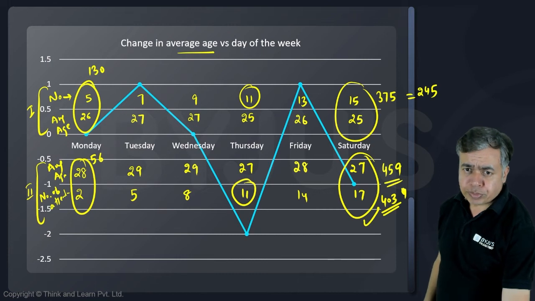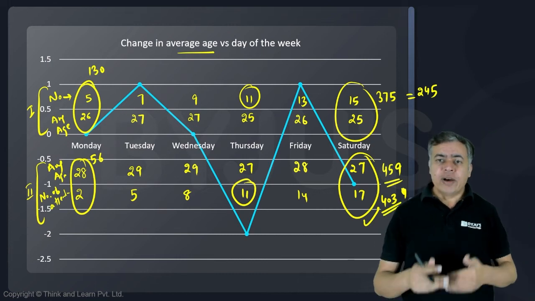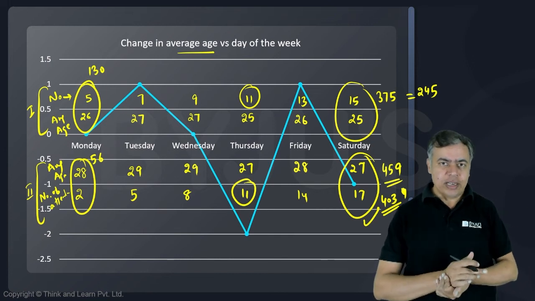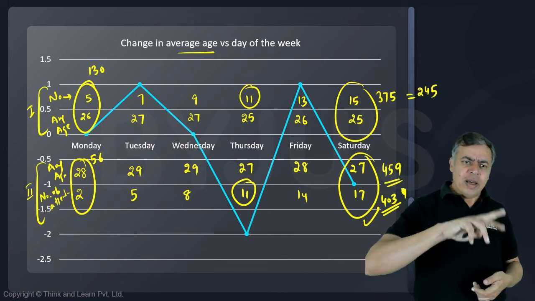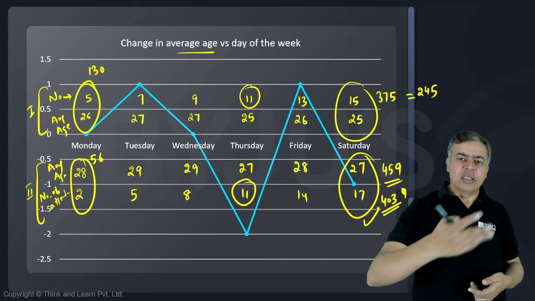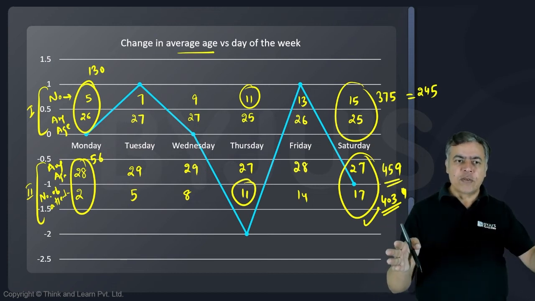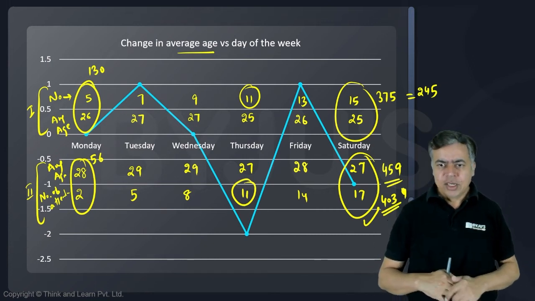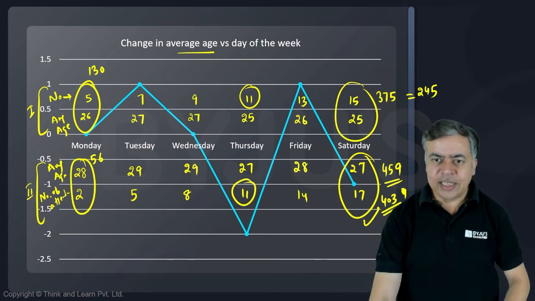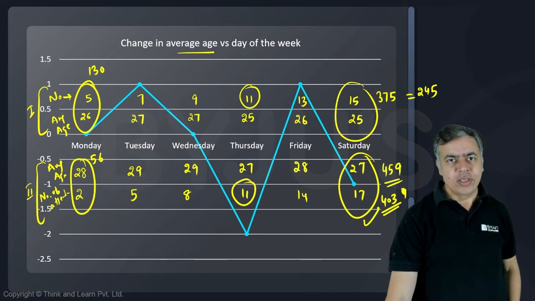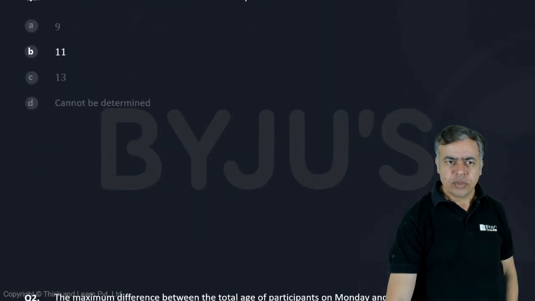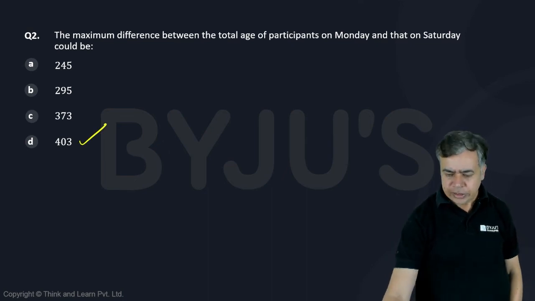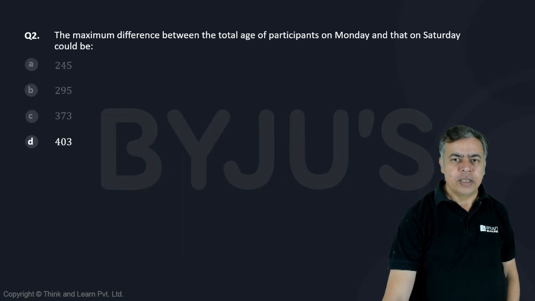Because in one case you are getting Monday and Saturday, the maximum difference in the total age. Total age is number of attendee into average age. That is the total age. So the difference in the first case is 245, but in the second case it is 403. So we will take the maximum difference, and that is going to be 403. So we can mark D option, which is 403. Yes, it is the correct answer.